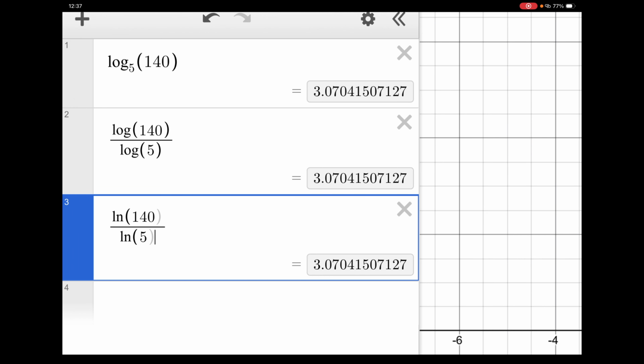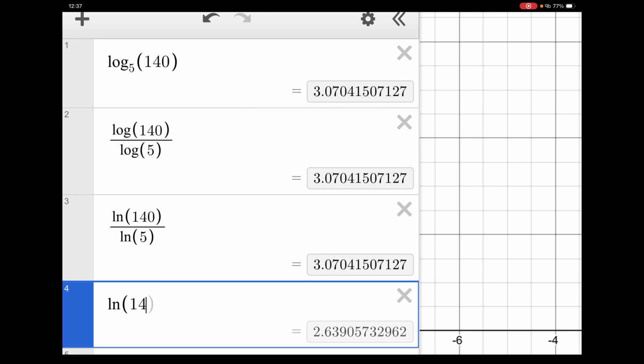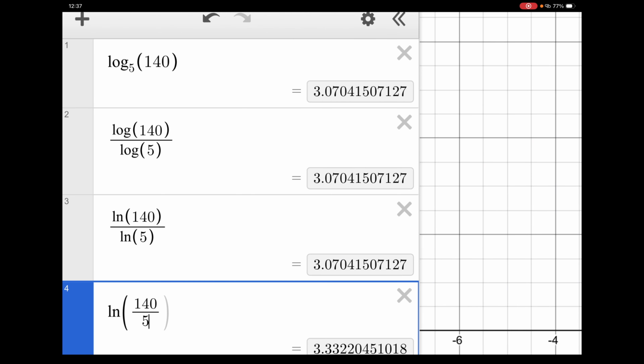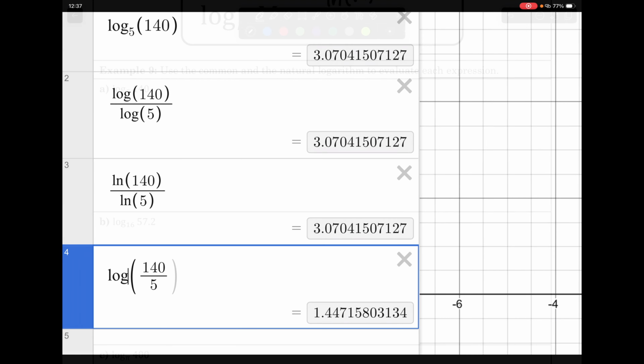So in other words, do not do this. This is a very common mistake, that you take the natural log or the common log of 140 and divide the 140 by 5. That is not the same thing that we're doing here. And it's not only true for the natural log or the common log. You see, it's not the exact same value. So just as long as you don't make that mistake, this is another easy property to apply.